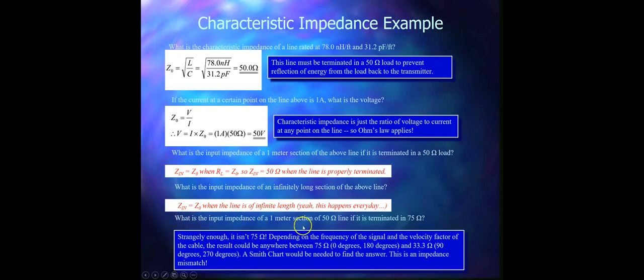What is the input impedance of a 1 meter section of 50 ohm line if it is terminated in 75 ohm? So here, the value of this impedance is different than the characteristic impedance. So let's read here. Strangely enough, it isn't 75 ohm. Depending upon the frequency of the signal and the velocity factor of the cable, the result could be anywhere between 75 ohm and 33.3 ohm. So this actually we can calculate using the Smith chart, which we are going to see further in the lecture.